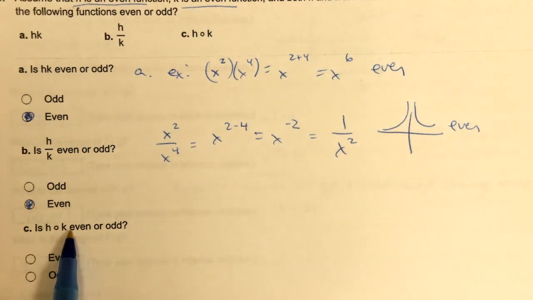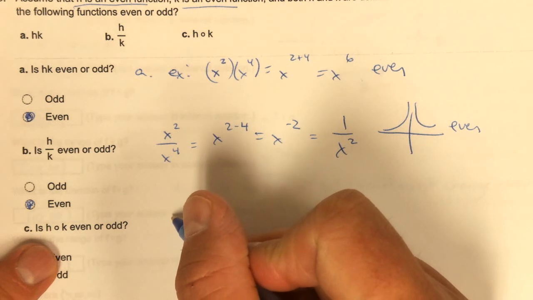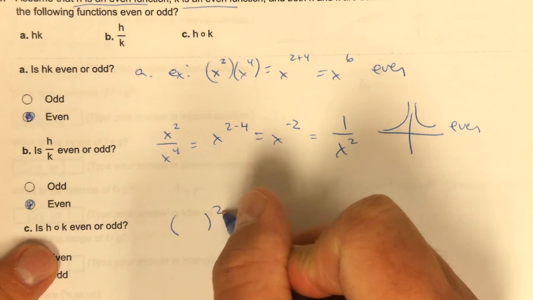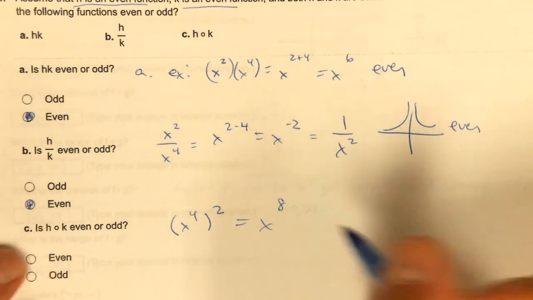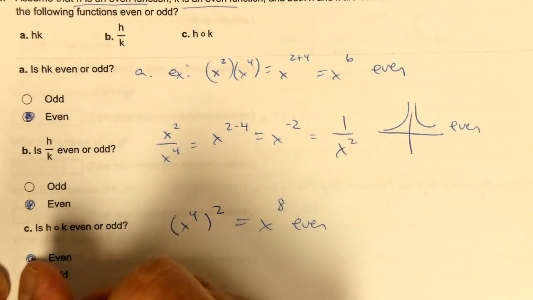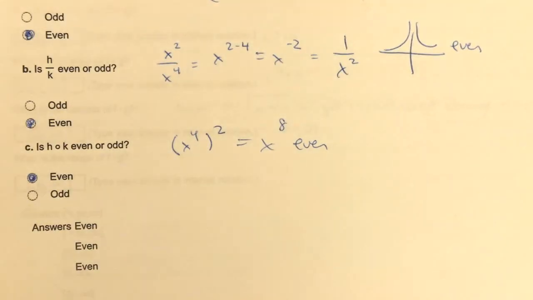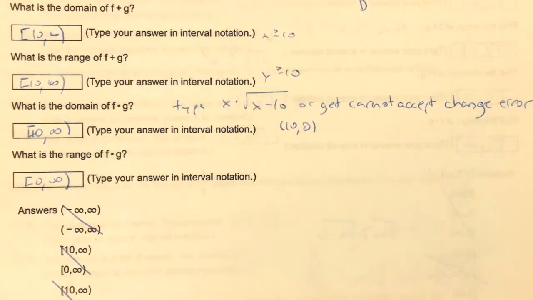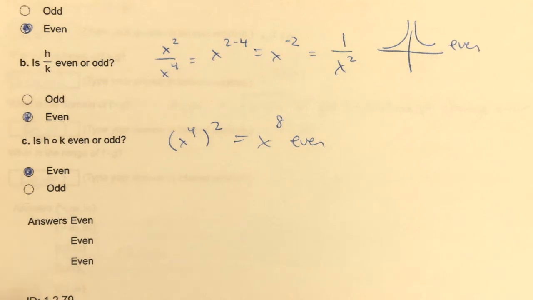Now we're doing h circle k, so that's like x squared and then x to the fourth. So that'd be x to the eighth, which is also even. Okay. So on that one, it just goes to C. That's interesting.